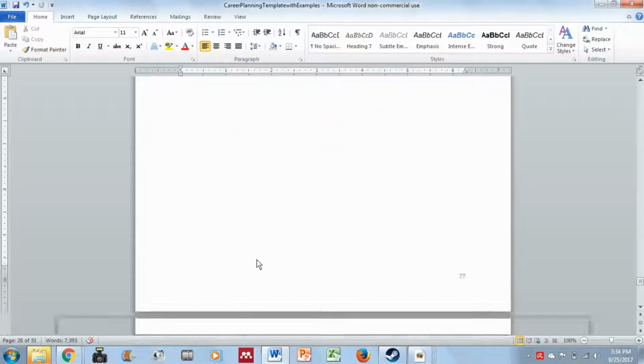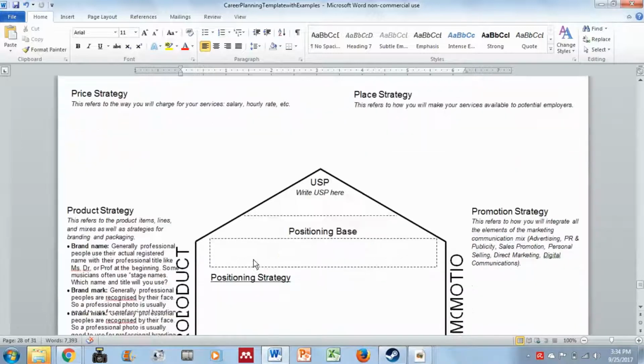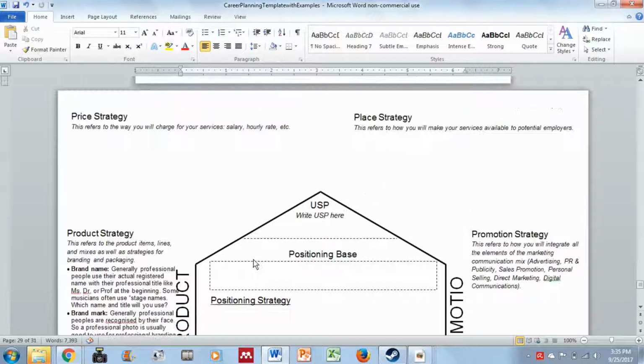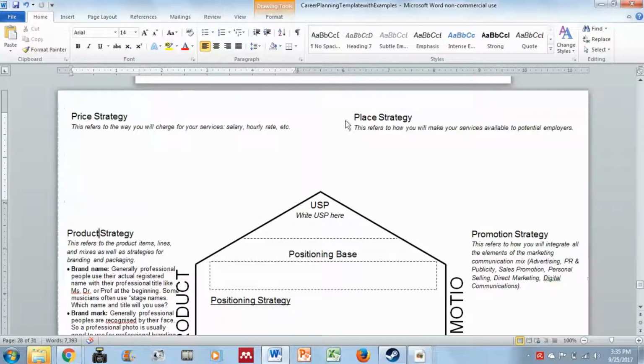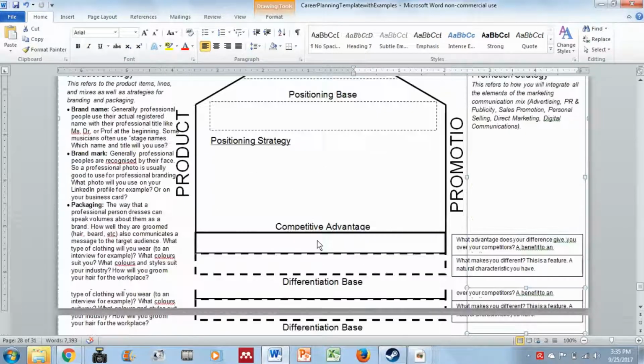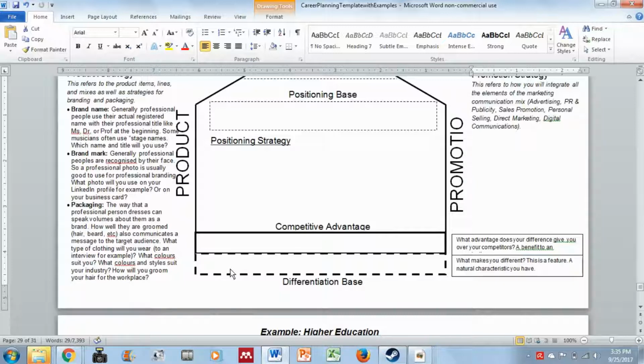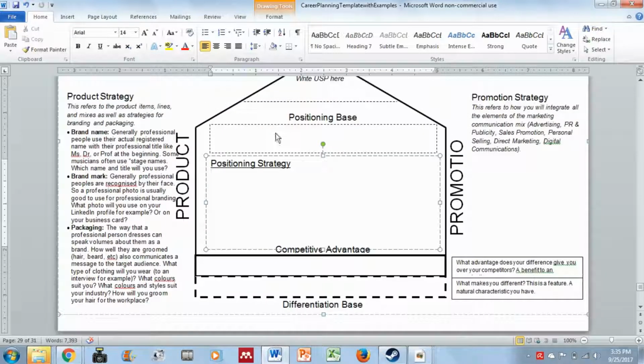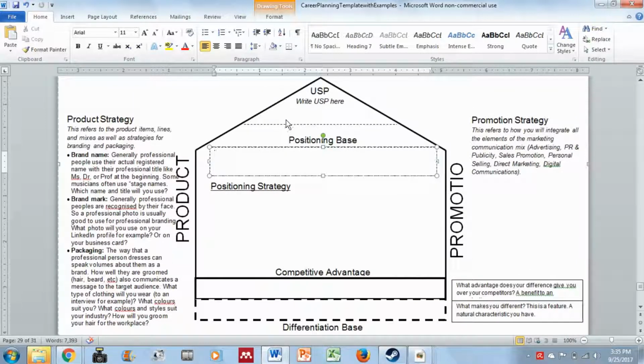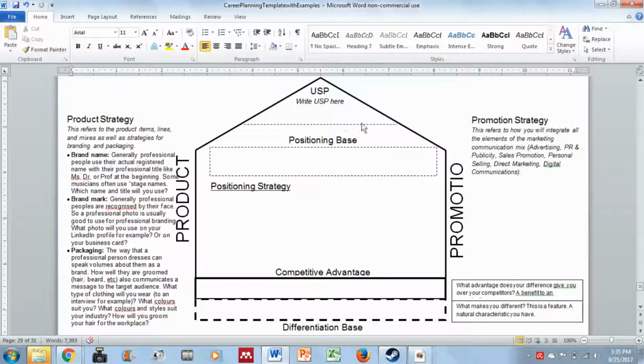Okay, after you've answered those questions, you need to fill in your house template, and here is the template. So you have price, product, place, promotion. You have your differentiation base at the bottom. You have your competitive advantage. You have your positioning strategy, and you have your positioning base. And lastly, you have your unique selling proposition that you need to pop in there.